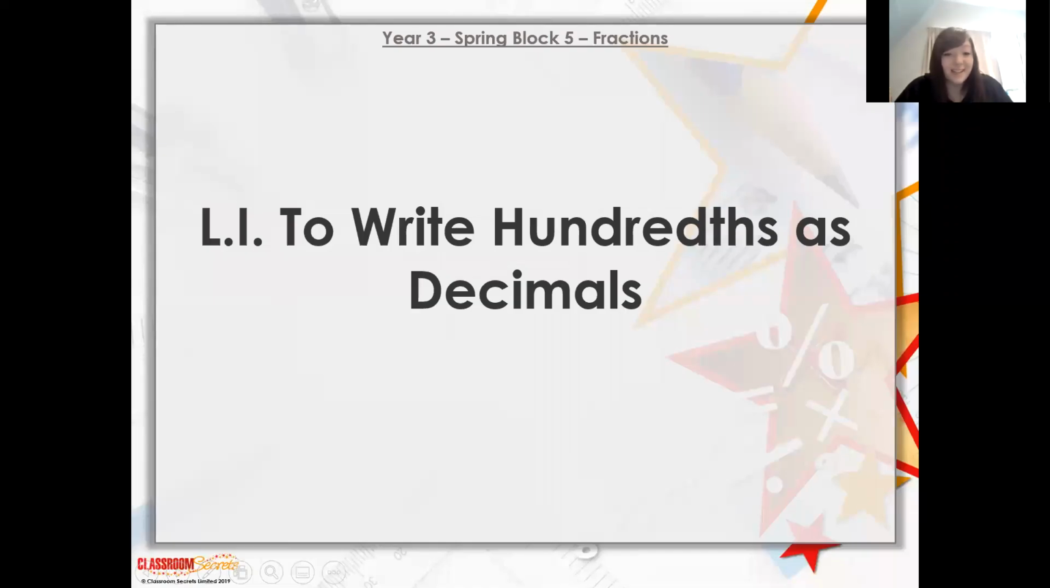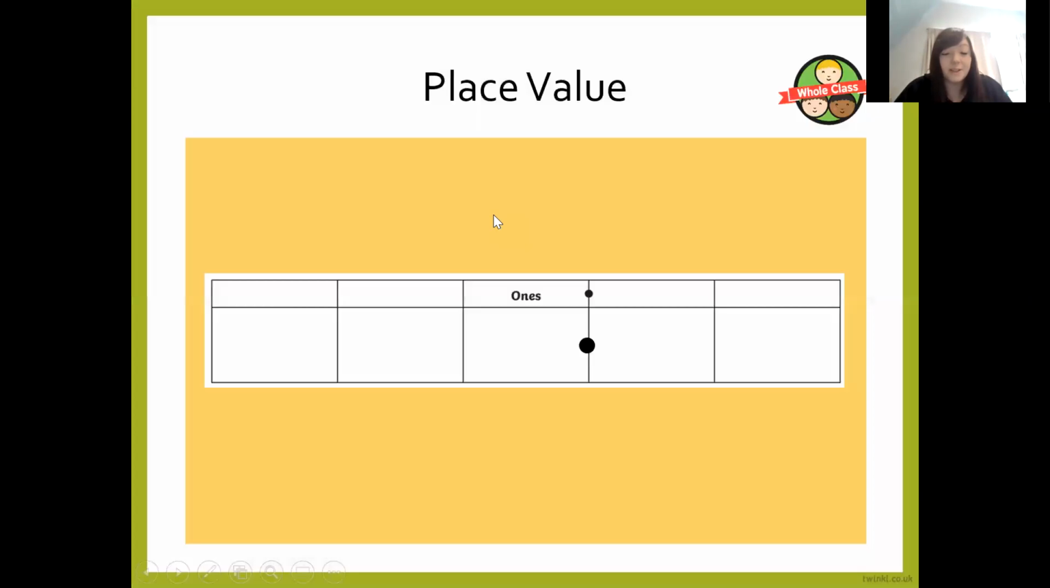Hi, Year 4. So today for your maths, we are going to be writing hundredths as decimals. So yesterday, we looked at using a place value grid to convert tenths fractions into decimals. So here's a reminder of our place value grid to include decimals.